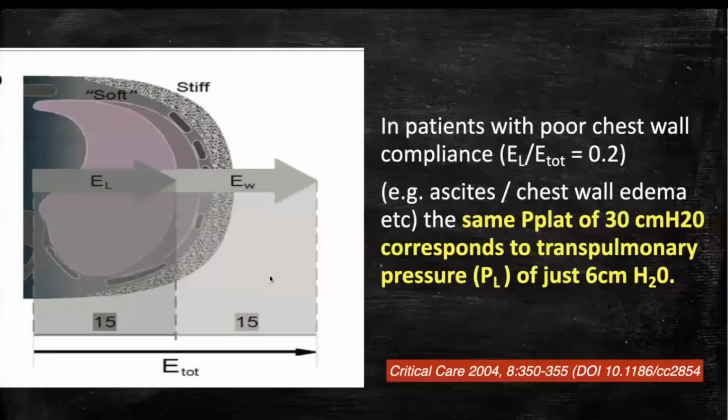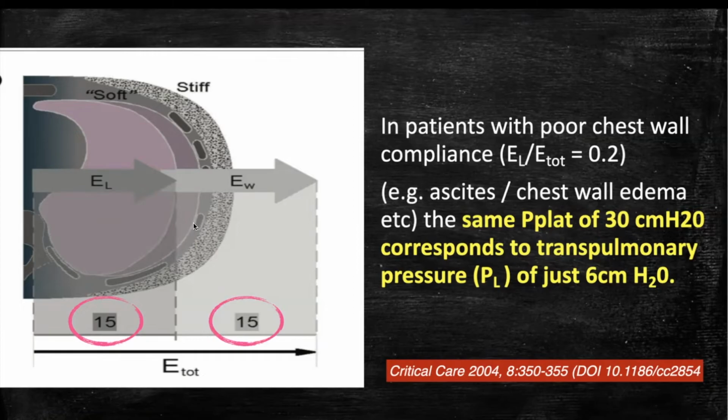But if you have a situation where you have poor chest wall compliance, like severe chest wall edema, ascites, intra-abdominal hypertension, or severe obesity, in those cases, when you apply the same plateau pressure of 30 centimeters of water, now most of the pressure, that is 50% of the pressure, 15 centimeters of water, is spent in expanding the chest wall or overcoming the stiffness of the chest wall, and only 50%, that is 15 centimeters of water, is used in expanding the lungs. So half of the pressure is wasted in overcoming the chest wall elastance, and half is used to open the lungs.